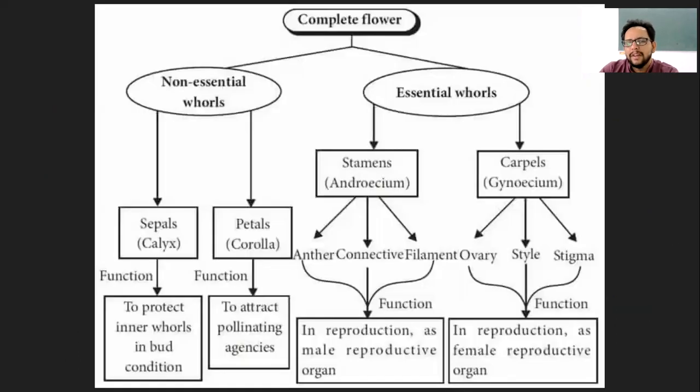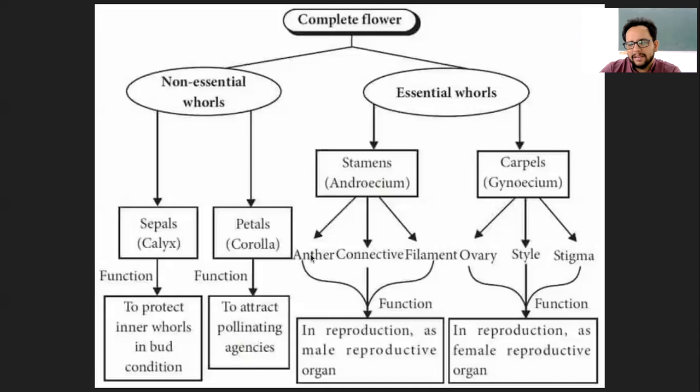And this is the diagram, which is a kind of summary of what we have looked at so far. Functions we are yet to see individually, but still this will mention. So, the flower has non-essential whorls and essential whorls. Essential whorls are the reproductive ones, that is stamen and carpel. Stamen is called androecium, carpel is called gynoecium. Carpel is also otherwise called pistil. Among the non-essential whorls, we have sepals, collectively called calyx, and petals, collectively called corolla.